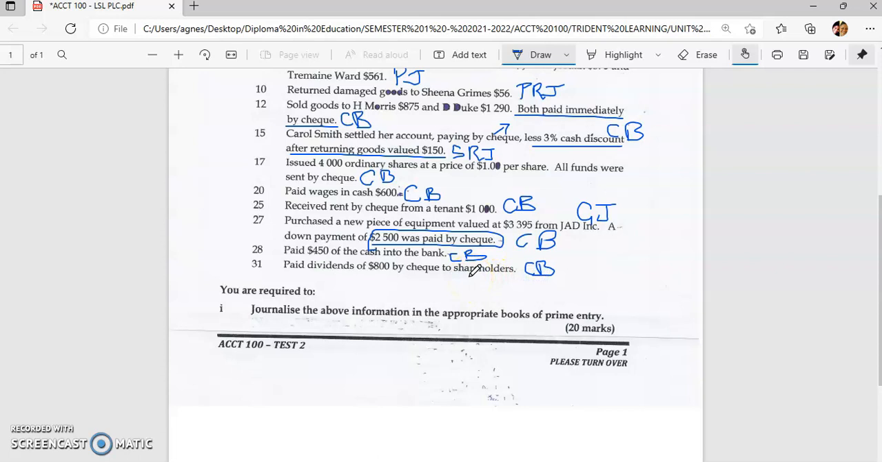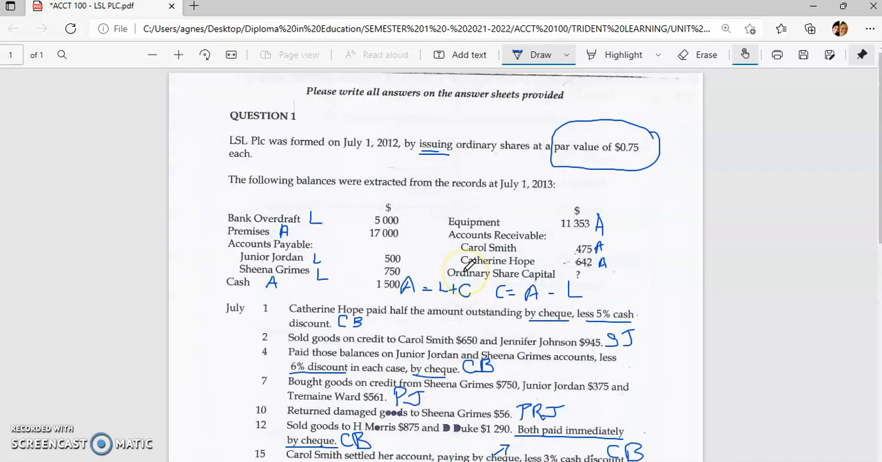So we are required to journalize all the transactions in the appropriate books of prime entry. And we are also going to be required to prepare the various ledgers, which is our sales ledger, purchases ledger, and general ledger. And we will also be required to prepare a trial balance as well. So this is part one of a series of videos looking at journalizing transactions for a company in the subsidiary books and ledgers. So we're looking at books of prime entry and we're looking at our ledgers as well. And we will continue this question in our next video.